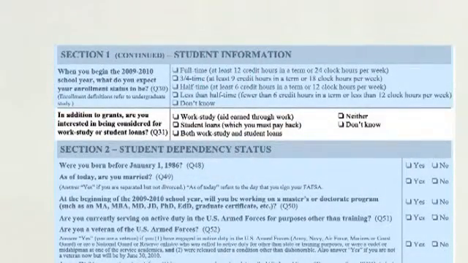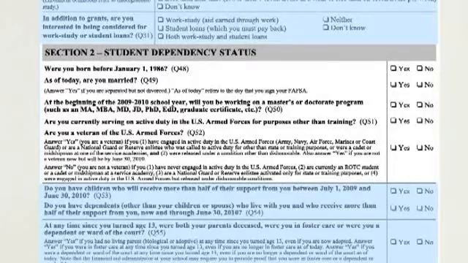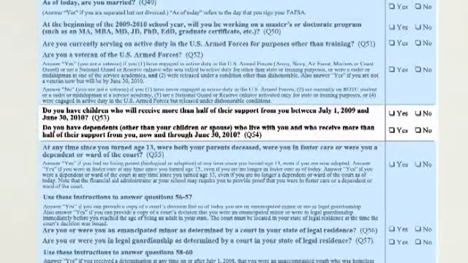You'll be asked if your birth date is before January 1st, 1986, if you're legally married at the time that you're filing the FAFSA, whether or not you're in an advanced master's or doctorate degree program, and if you're currently on active duty with the military or a military veteran. Again, for most students, the answers will be no. If you have children or other dependents, read questions 53 and 54 carefully. You can only mark yes if you provide more than half of the support for them.